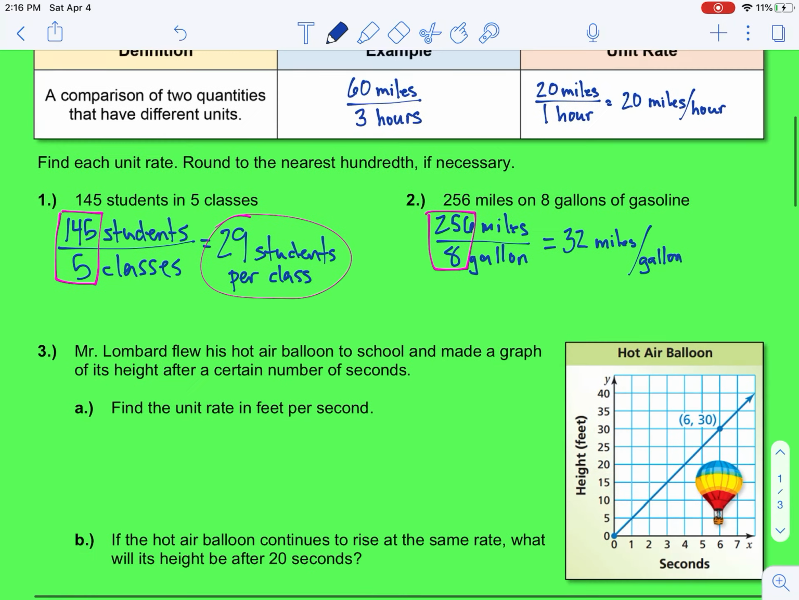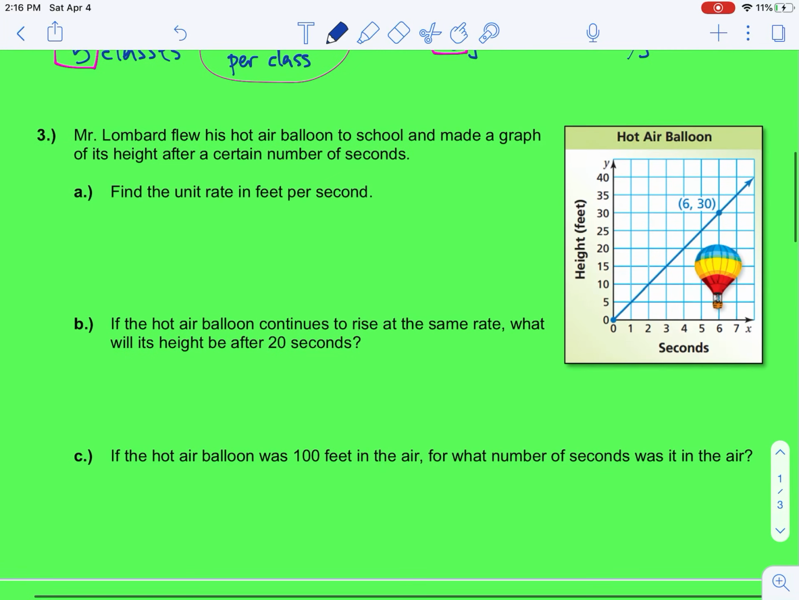Now let's take a look at a couple other examples. So I've got a graph here. Number 3 says, Mr. Lombard flew his hot air balloon to school and made a graph of its height after a certain number of seconds. Why is he flying a hot air balloon? Well, why not, I guess. We want to find the unit rate in feet per second.